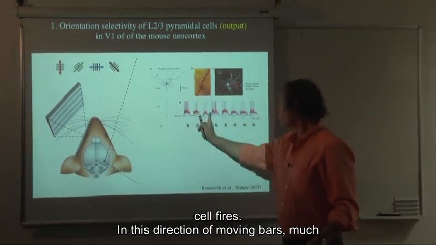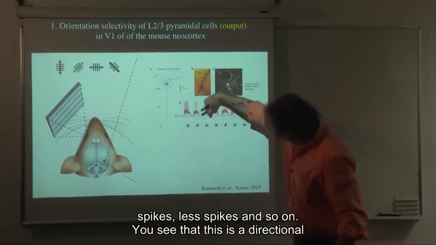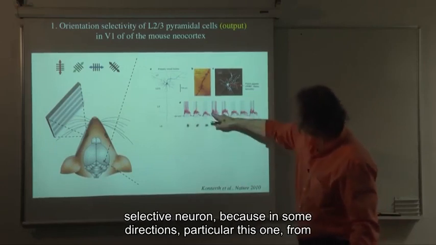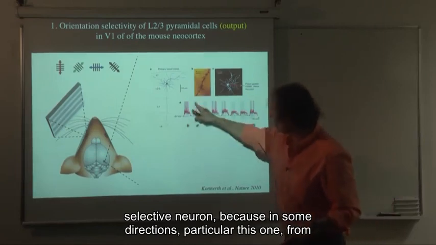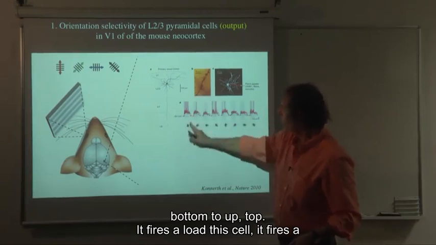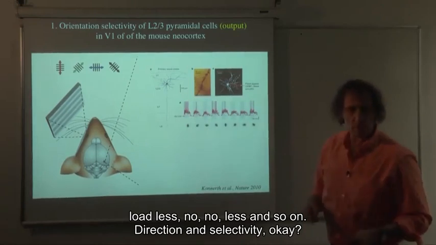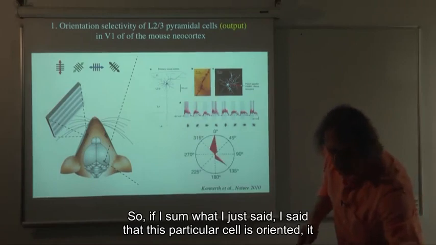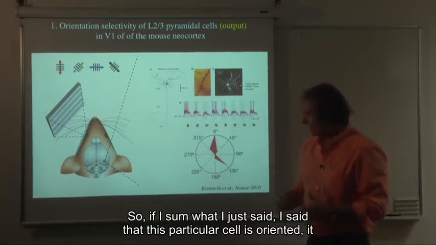In this direction of moving bars, much less spikes. In this direction, from here to here, more spikes, less spikes, and so on. You see that this is a directional selective neuron, because in some directions, particularly this one, from bottom to top, the cell fires a lot, less, no, less, and so on. Directional selective cell.